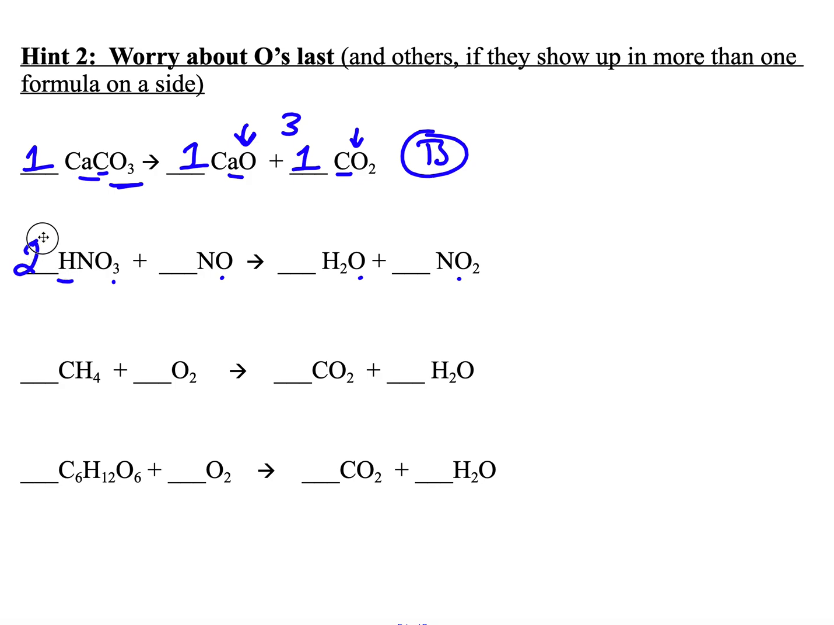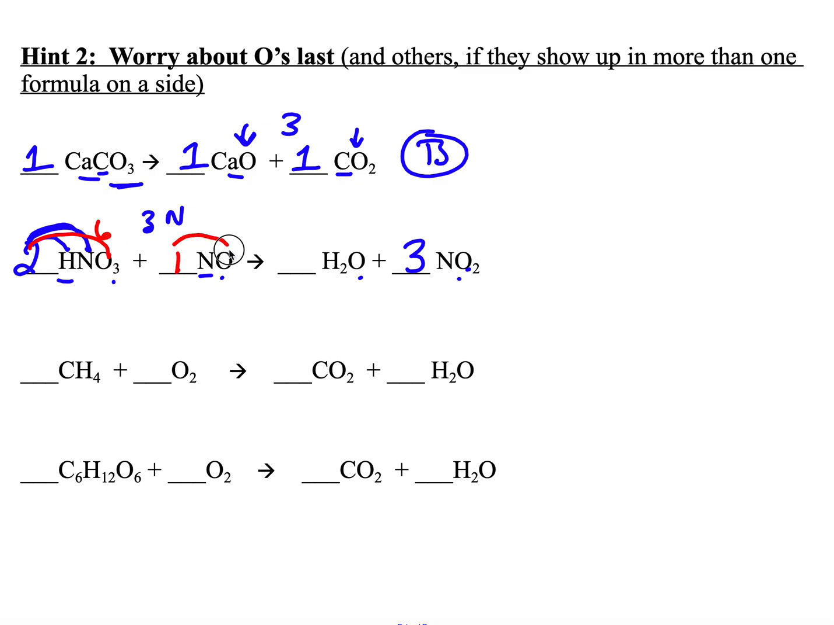Now that 2 took care of our H's, but it also impacted our N's. So here, watch this. We've got 2 N's and we've got an N here. So that's 3 total N's on this side. So on this side, I want to have 3 total N's. So I'm going to put a 3 here, which is going to impact our oxygen. So now that we've got our H's straight and our N's straight, now we can worry about oxygens. 2 times 3 is 6.